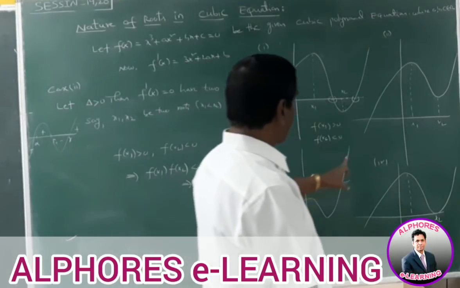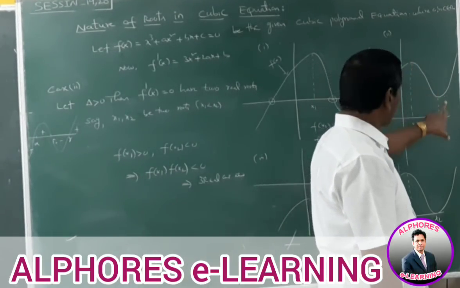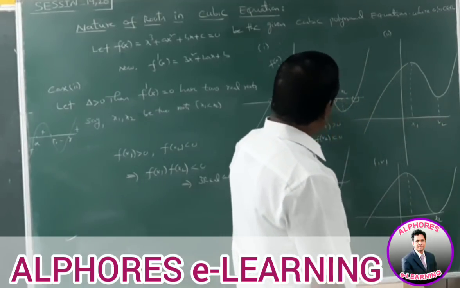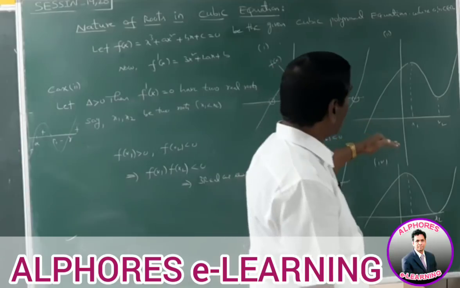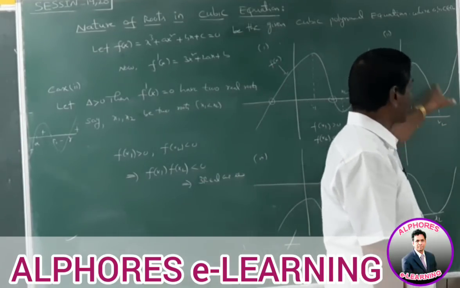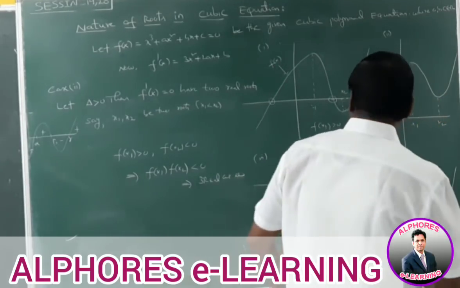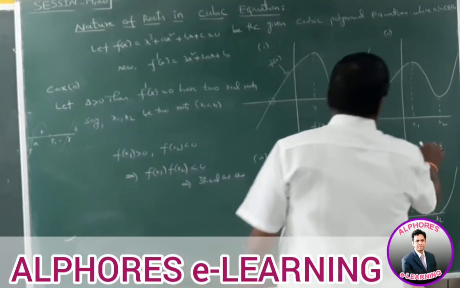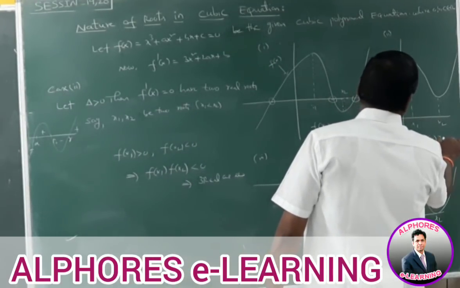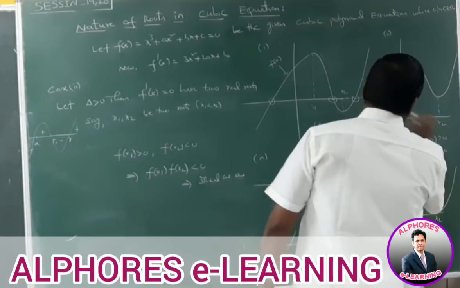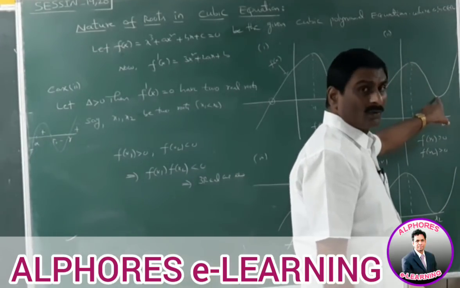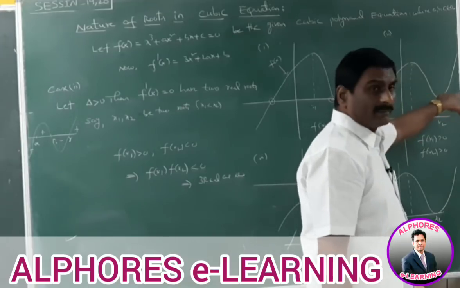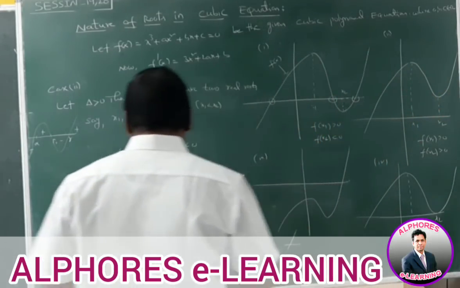The graph is in this way. At x1 it turns and at x2 it turns. In this case, the function value at x1 is positive, and the function value at x2 is also positive. The graph turns at 2 points, x1, x2. In this case, f of x1 is greater than 0, and f of x2 is also greater than 0. Here, f of x1 greater than 0.